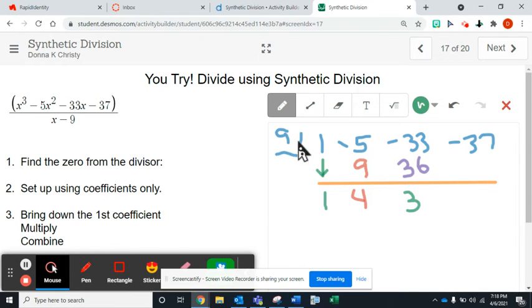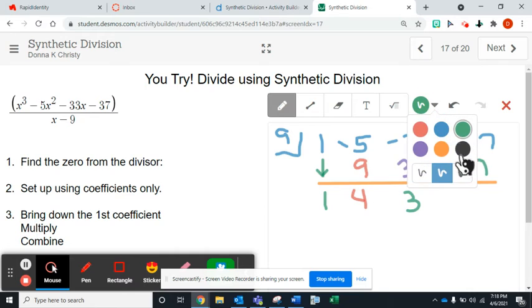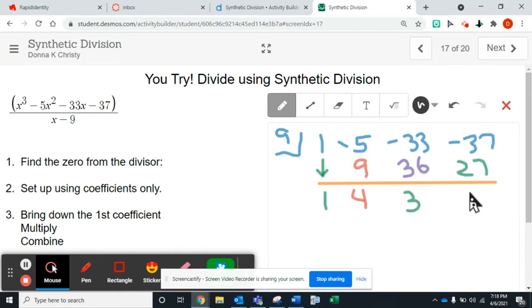All right. Now we're going to multiply 9 times 3. The result, 27, goes here. Then I combine them. And that happens to be my remainder. So this is my remainder. So the other pieces are my answer.